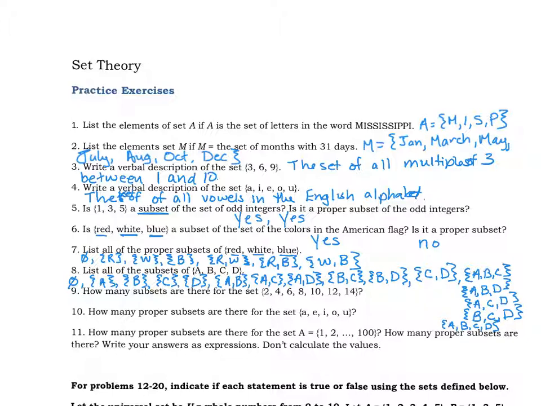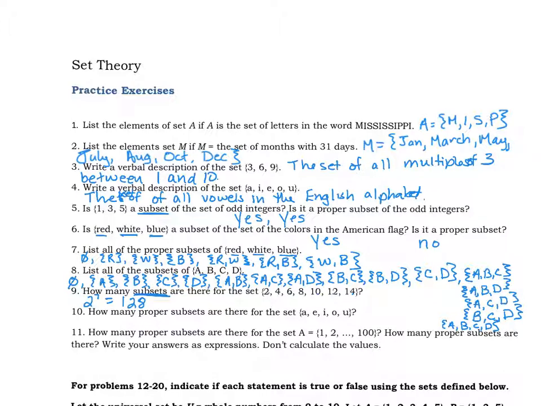All right, next on number 9, they asked how many subsets are there for a set with elements 2, 4, 6, 8, 10, 12, and 14. I think the most important thing is for us to know how many elements there are. 1, 2, 3, 4, 5, 6, 7. And they're just looking for the number of subsets. So that's going to be, remember, 2 to the 7 power. And that gives us 128.